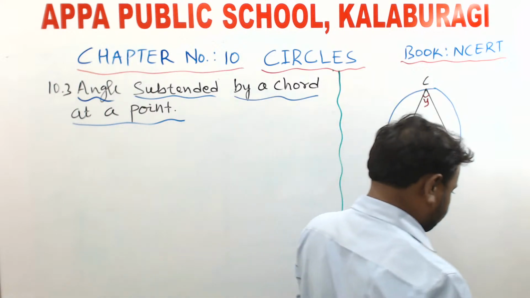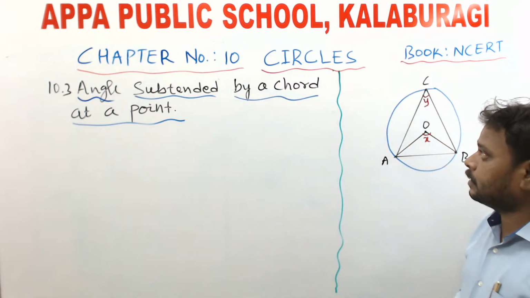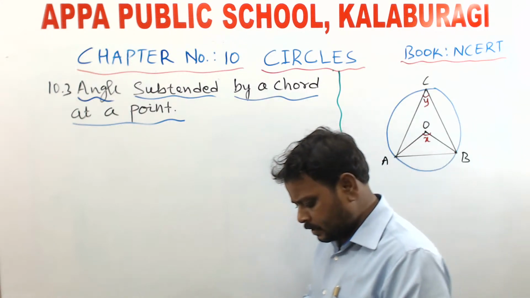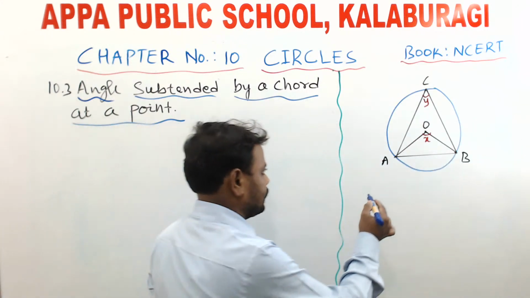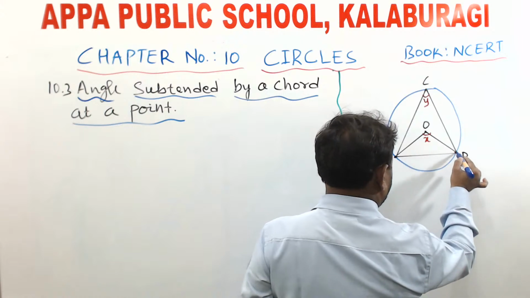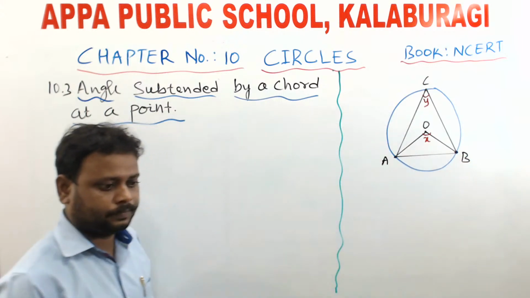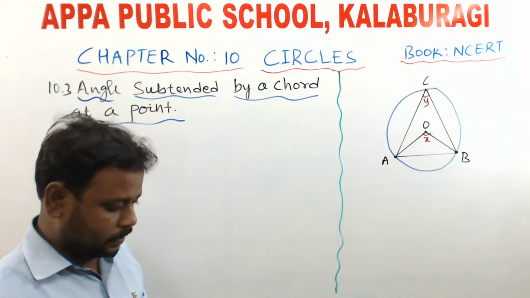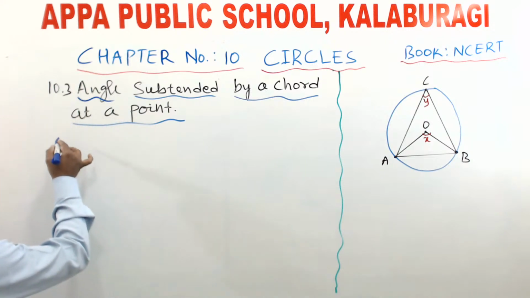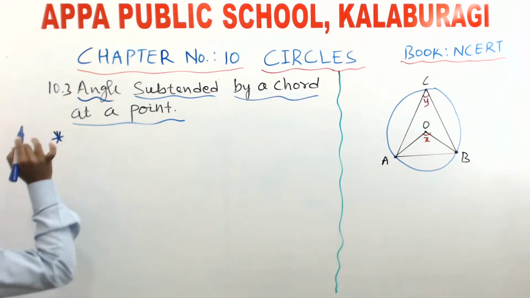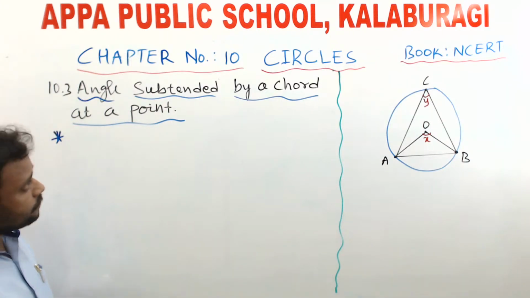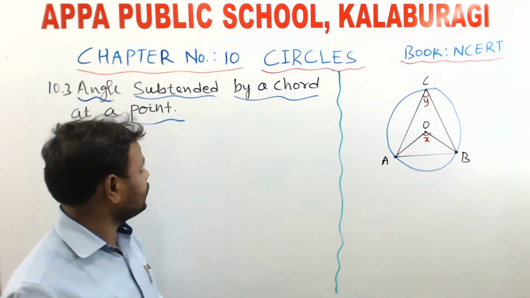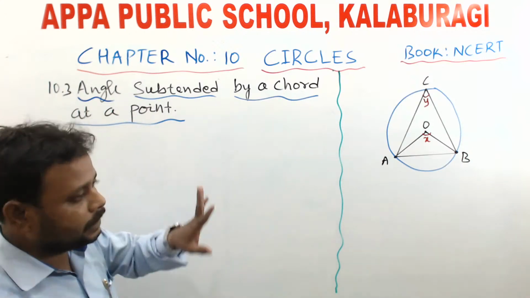Angle subtended by a chord at a point. See, what we have discussed is the chord definition, so we just have to recollect that. This AB is there, now we can call it a chord. AB is the chord of this circle. Okay, so I will write the three most important points in this: angle subtended by a chord at a point. Listen, I'm explaining now.